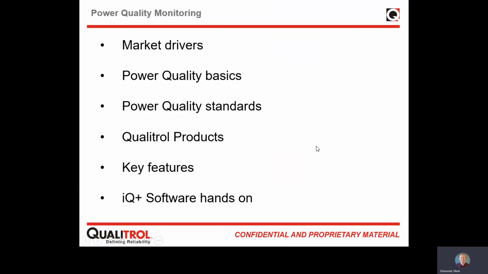The things that we're going to cover are, we're going to take a look at the market drivers. We're also going to look at some of the basics of power quality. There are a number of standards that are involved, and we'll look at how that plays out across the world. Then we'll dive into Qualitrol products and the key features, and we'll get a little look at the IQ Plus software and maybe have a look at hands-on and how that's used.